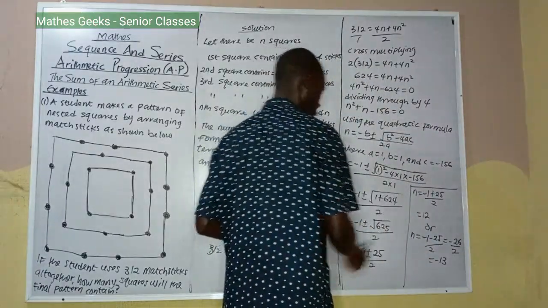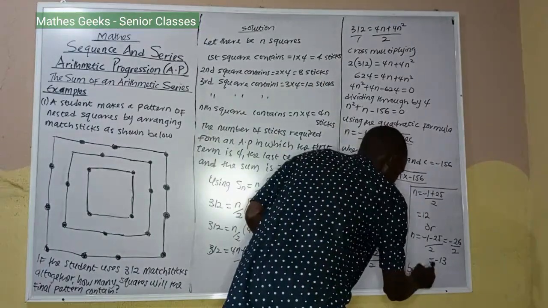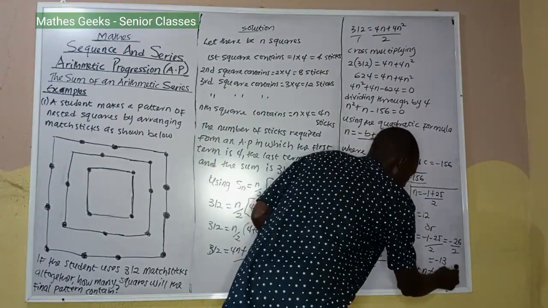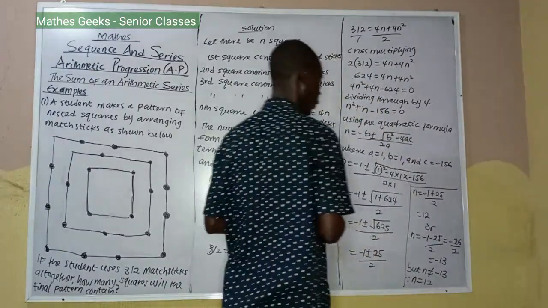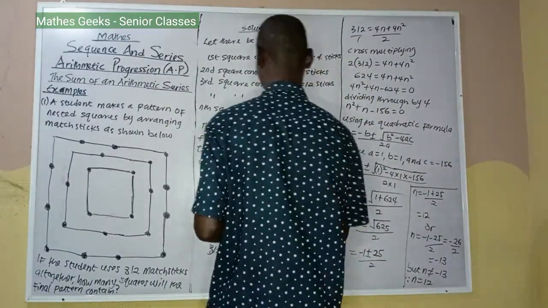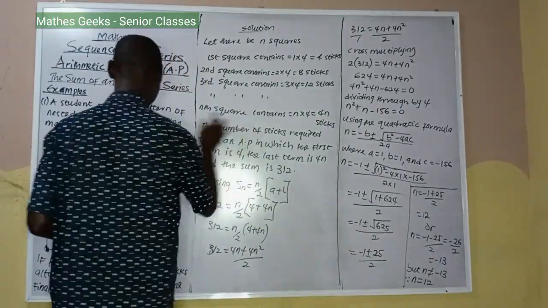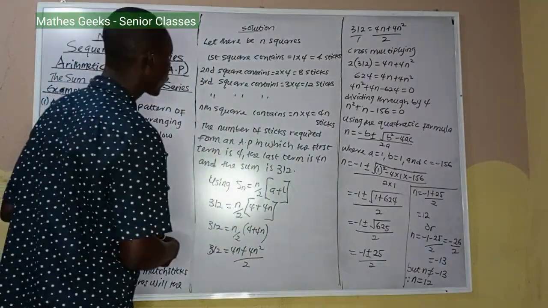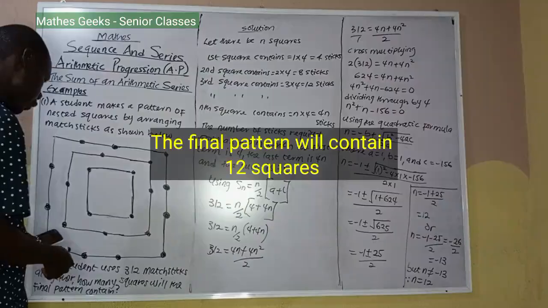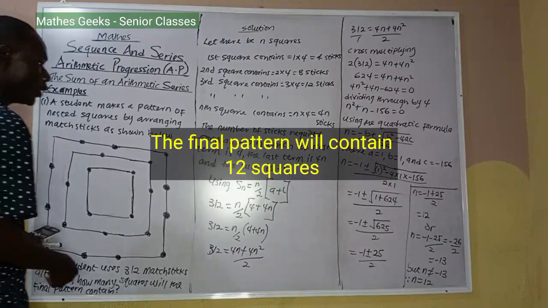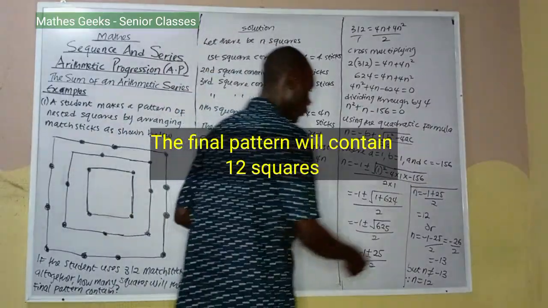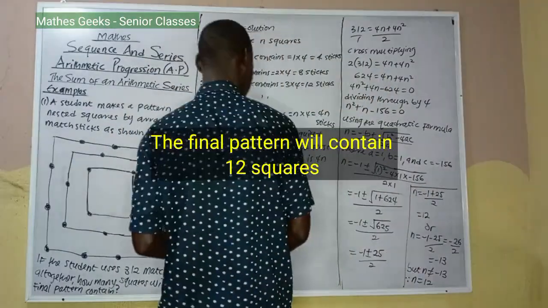But n cannot be minus 13. Therefore, n is equal to 12. So there are 12 terms that make up the AP. The question says, if the student uses 312 matchsticks altogether, how many squares will the final pattern contain? So the final pattern will contain 12 squares. That's what it implies.